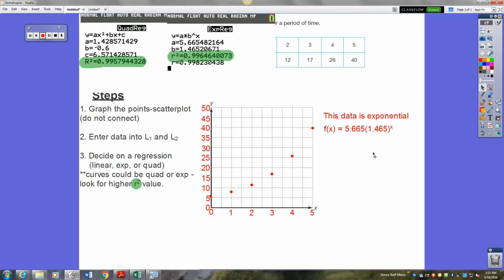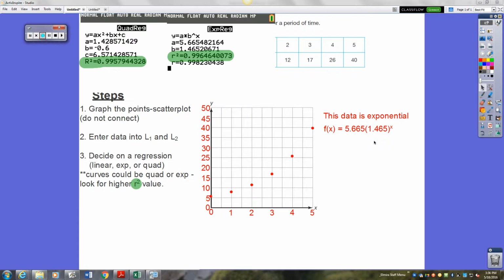And our regression equation is f of x equals 5.665 times 1.465 to the x power. The directions don't specifically say what to round to, and the example from question 1 does hundredths. I did thousandths. Hundredths or thousandths is fine. I'm not really worked up about which place value it is. Okay, so there's the regression equation.